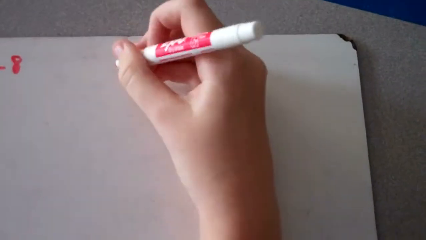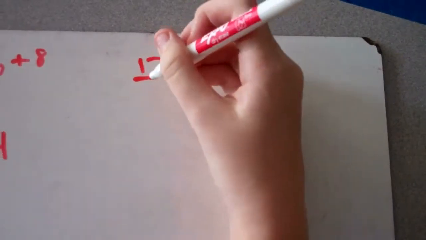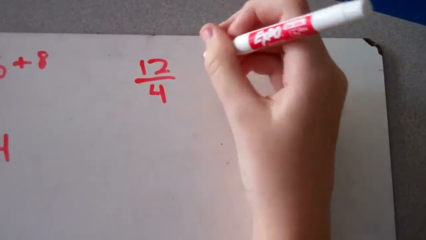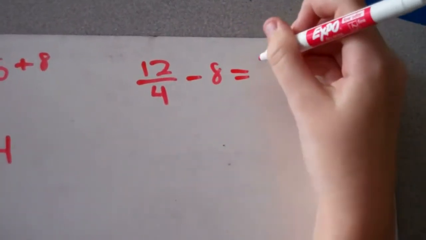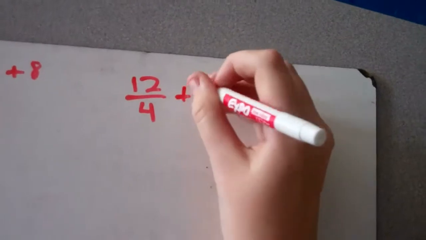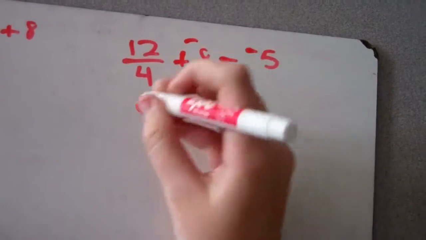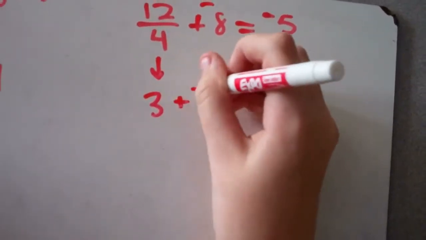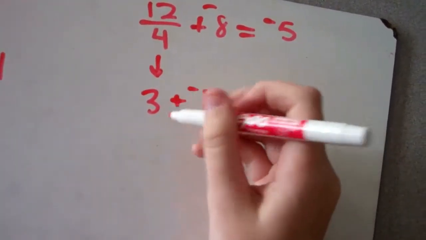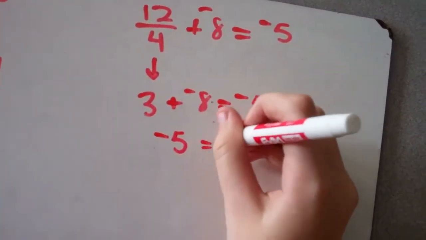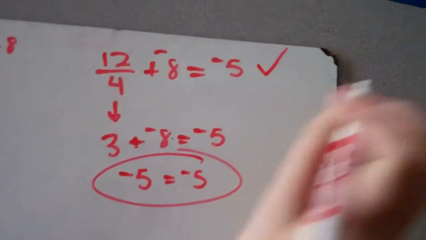For checking, you just want to plug in the variable for what is equal to using the substitution property. Subtract 8. And now I can just follow the order of operations as usual. And my equation comes out evenly when I check it. Therefore, I know it is correct.